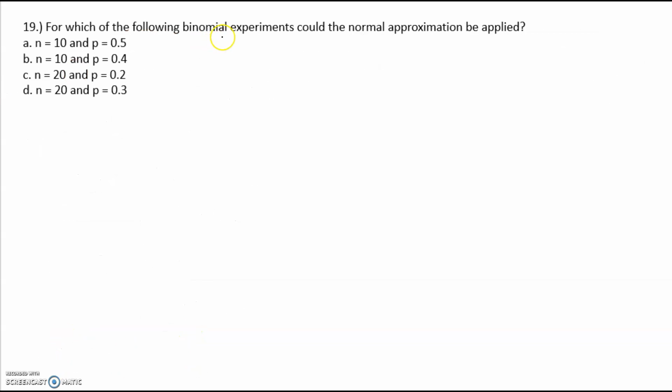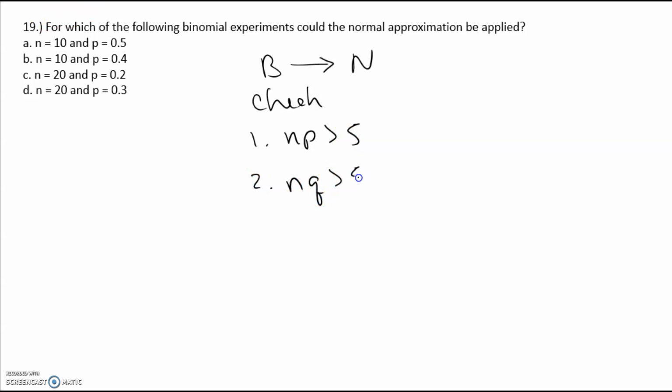19. For which of the following binomial experiments could a normal approximation be applied? So for something to go from a binomial distribution to a normal distribution, remember you have to check two things. Number one, n times p is greater than 5, and number 2, n times q is greater than 5. When you've got both of these, then you can say, okay, it's not binomial anymore, it looks more like a normal distribution. Okay, and remember, q is equal to 1 minus p.